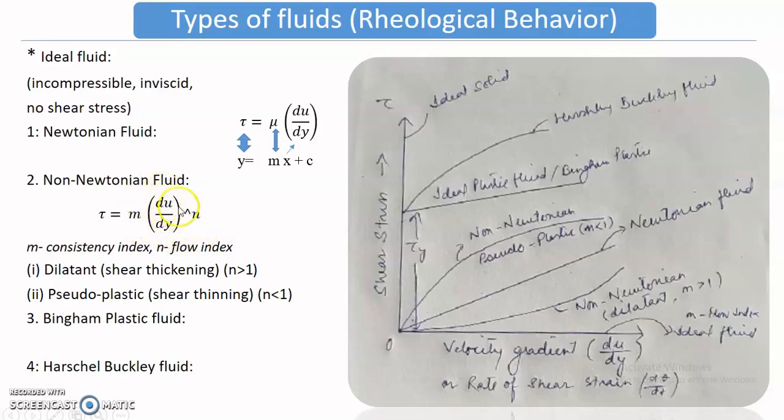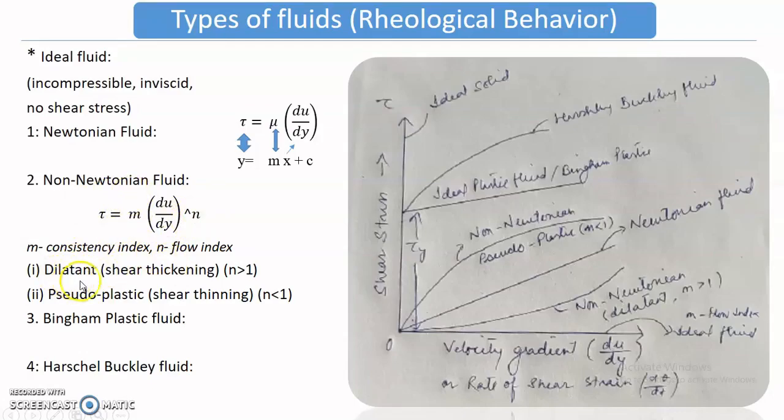Okay, this equation is known as the power law, where m is the consistency index and n is the flow index. On the basis of n, the flow index, we can classify non-Newtonian fluids into two types.